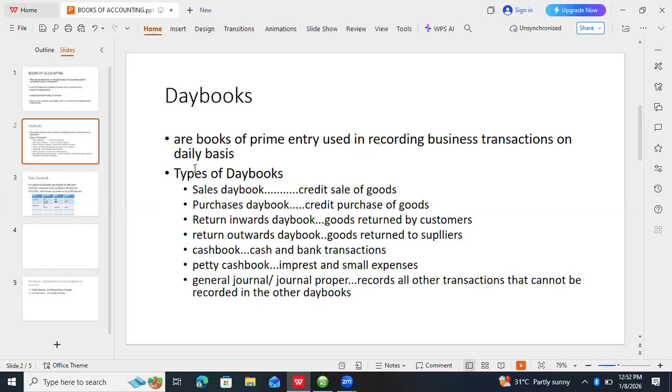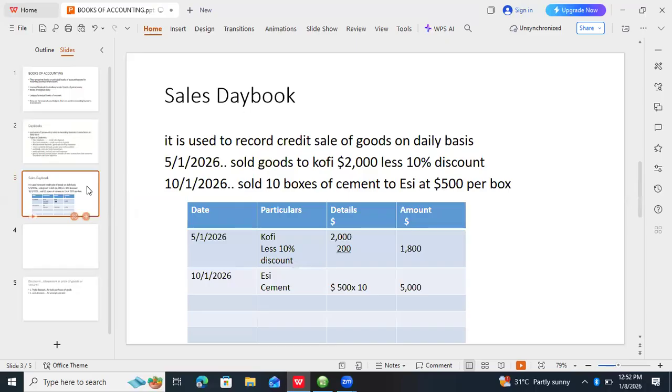The 7 of them we mentioned: sales day book, purchase day book, return inwards day book, return outwards day book, the cash book, petty cash book, and the general journal. I was able to tell us what each of them is used for. Then we picked the sales day book, tried to go into details, what it looks like, and how you prepare it. I want to believe my professors are okay and have not confused you.